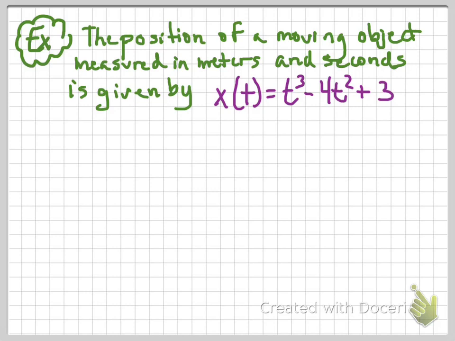So our example is we have the position of some moving object measured in meters and seconds given by this equation: x of t equals t to the third minus 4t squared plus 3. This is the equation of the position of the moving object. Now I don't know what this object is. Is it a car on a road? Is it somebody walking? Is it a bug crawling down the street? I have no idea, but something's moving and we're measuring it.